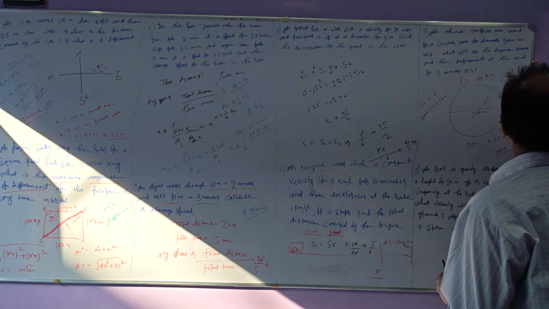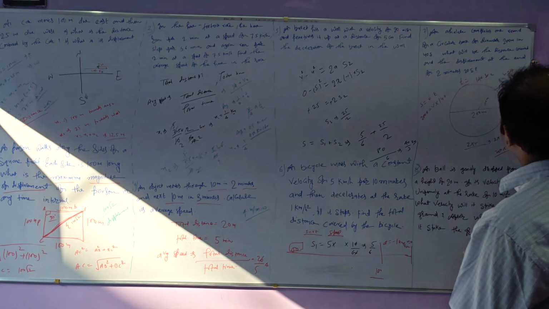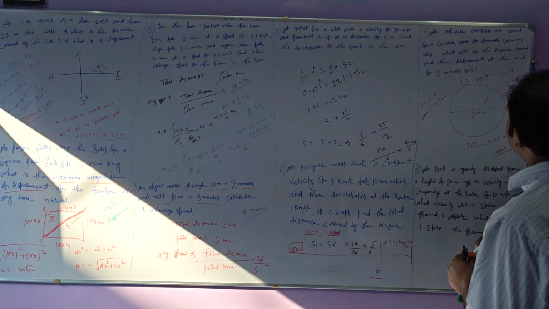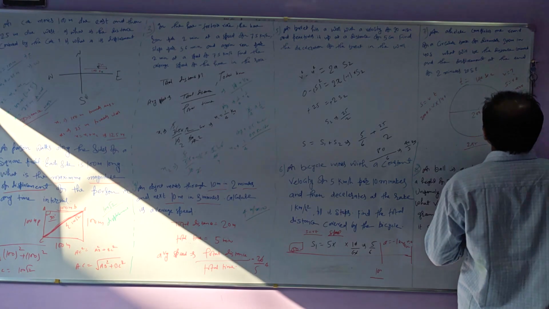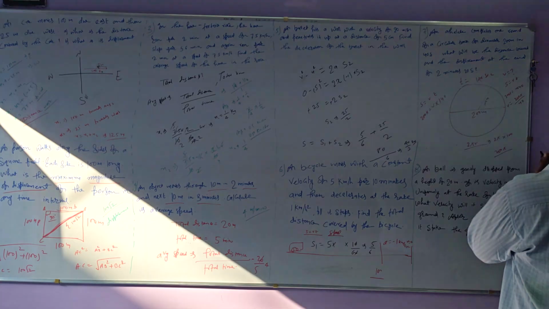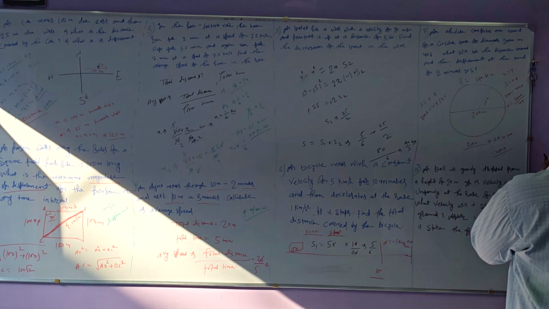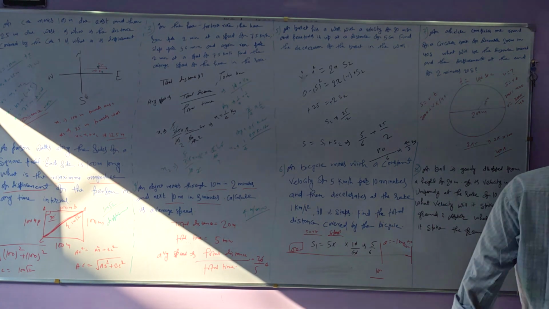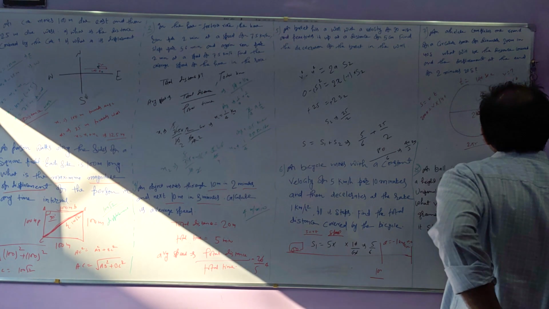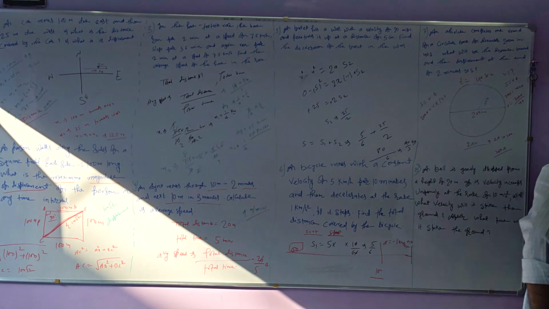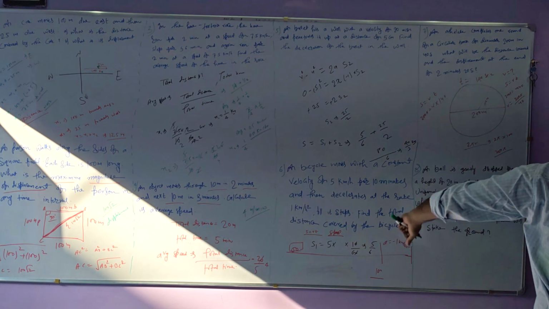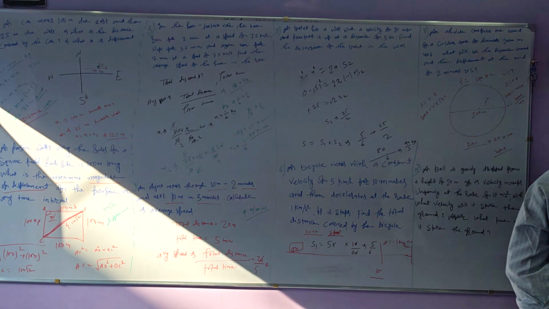An athlete completes one round of a circular track of diameter 200 meter in 40 seconds. What will be the distance covered and the displacement at the end of 2 minutes 20 seconds? Circumference is 200 pi. Okay, 140 seconds. S is equal to v t, for distance.